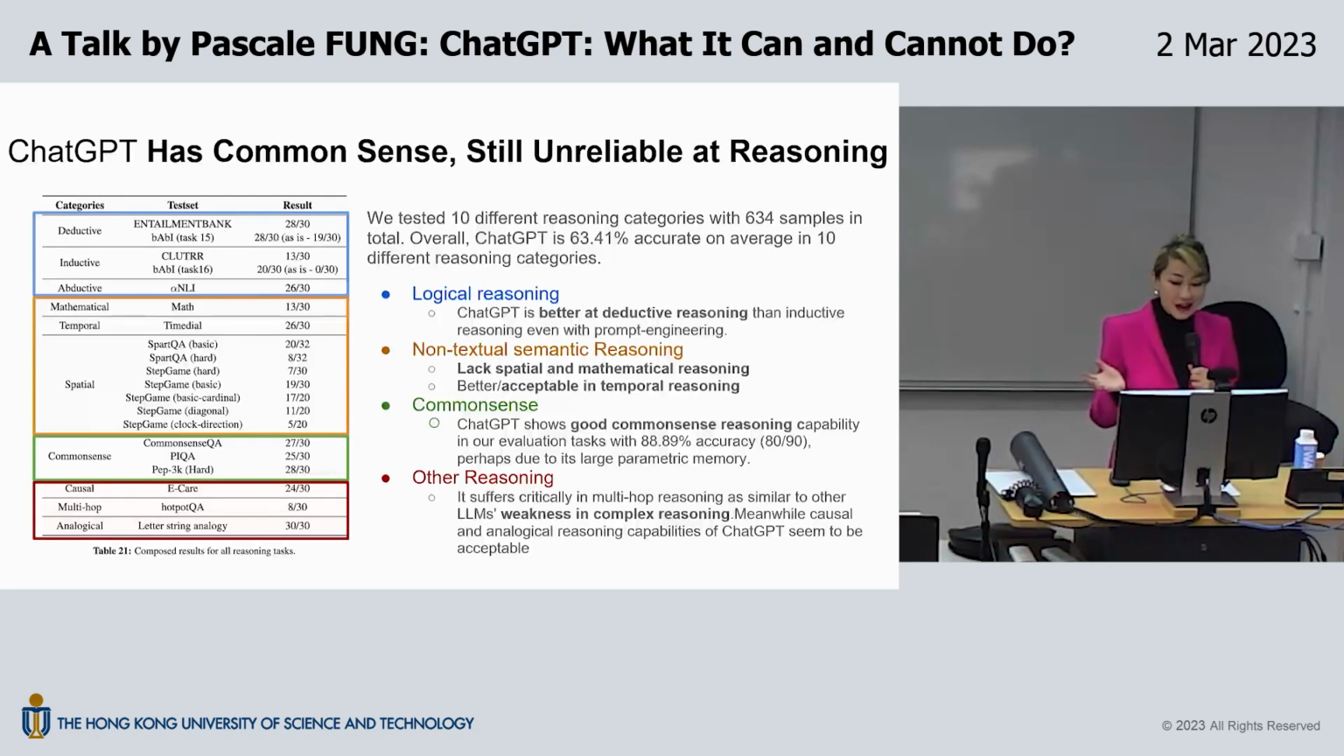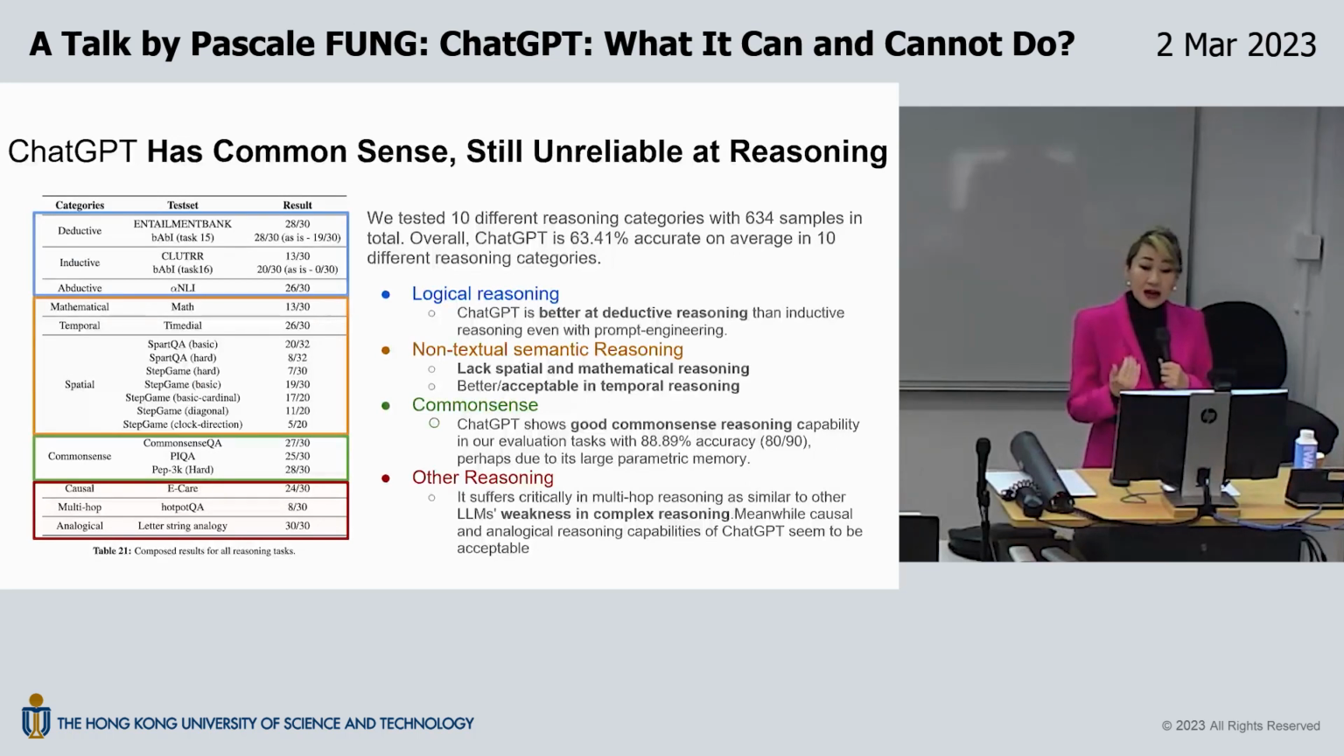63.41% accurate on average in 10 different reasoning categories. But it's still not reliable, right? And it is good in some things, not good in other things. What is important for you to know is that in logical reasoning, for example, ChatGPT is better at deductive reasoning and abductive reasoning, where in your prompt, in your instruction, you give the premises. Okay, you give the assumption in your prompt and then ask it to deduct or give an abductive answer. Then it does a pretty good job.